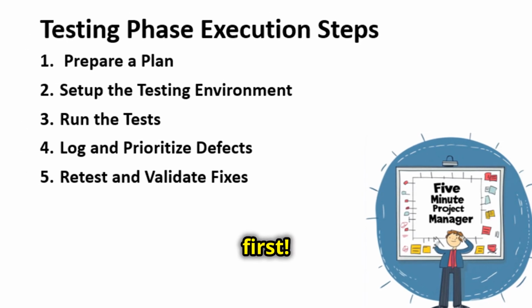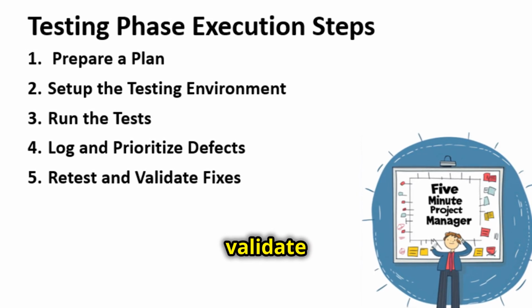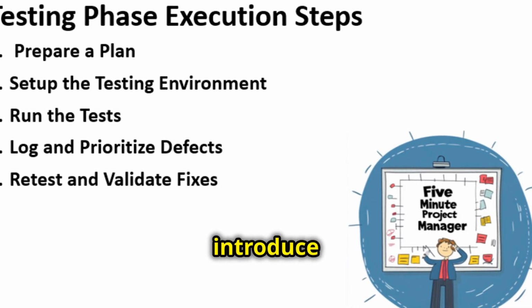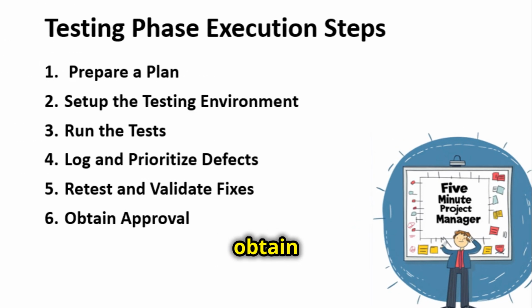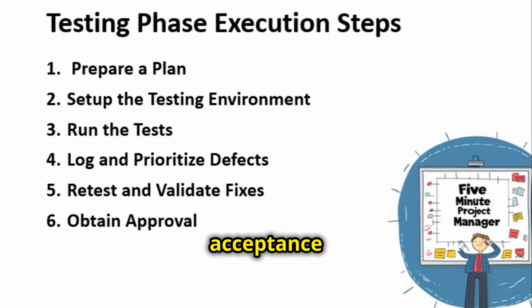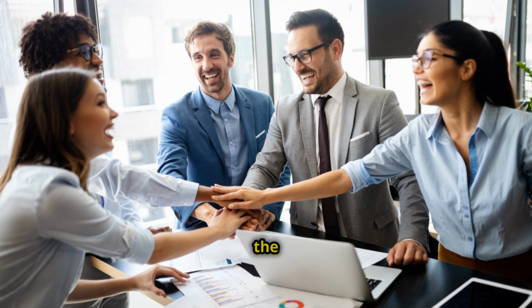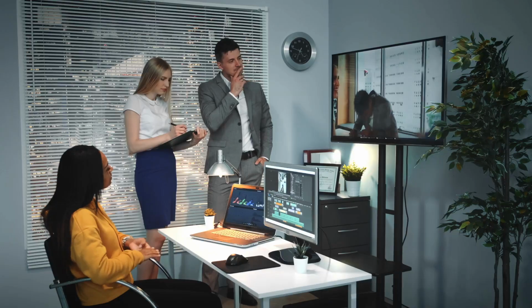Critical issues come first. Next, retest and validate fixes. Once issues are resolved, retest to ensure fixes didn't introduce new problems. Finally, obtain approval. Conduct user acceptance testing and get final sign-off from stakeholders and users. This confirms the product is ready for delivery.